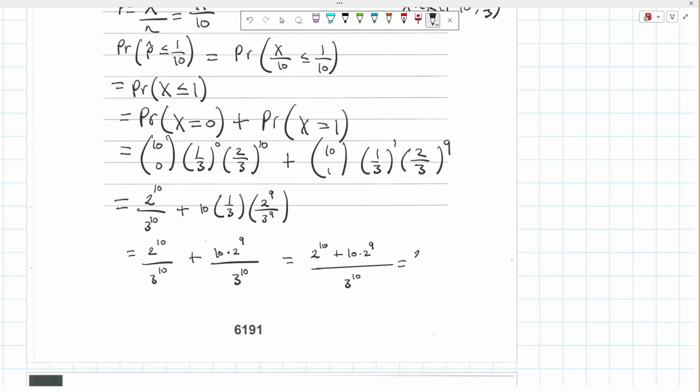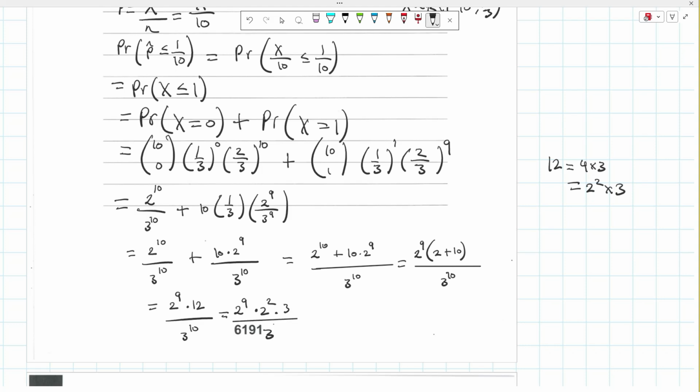Right? Okay, let's take 2 to the 9 as a common factor from above. So we get 2 plus 10, that over 3 to the 10. That's just 2 to the 9 times 12 over 3 to the 10. Now 12, what's another way that we can write 12? Right? 12 is really just 4 times 3. And 4 is just 2 squared. So I'll just write 2 squared times 3, all divided by 3 to the 10.